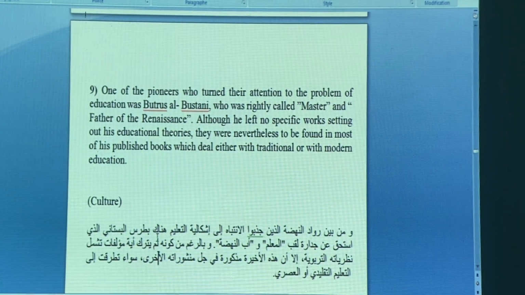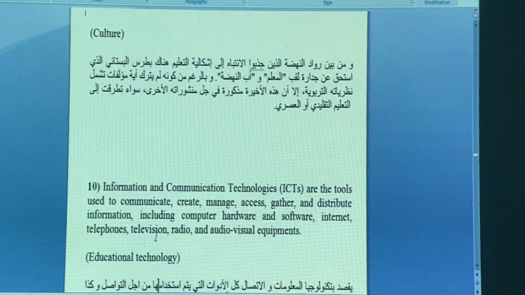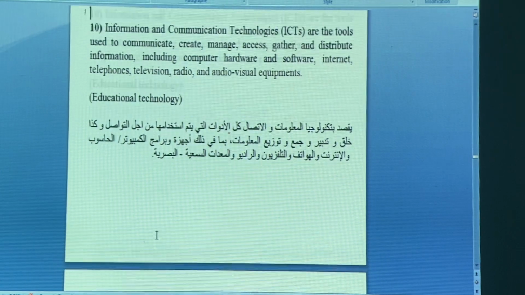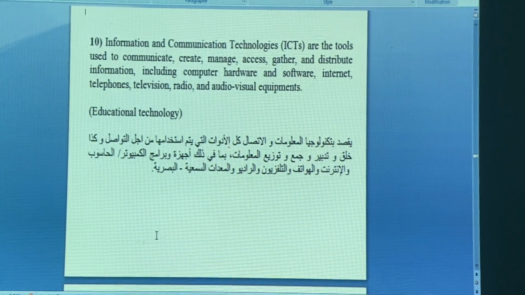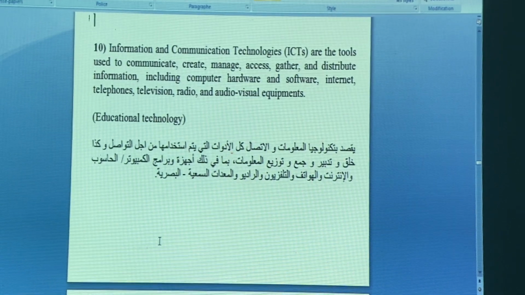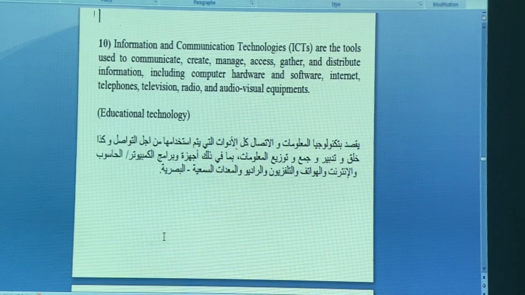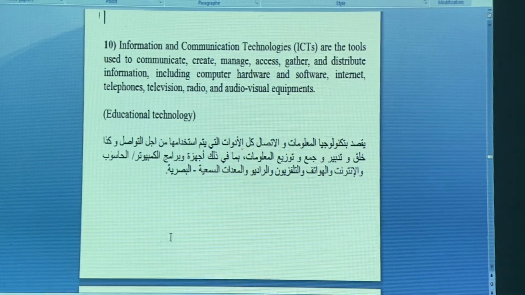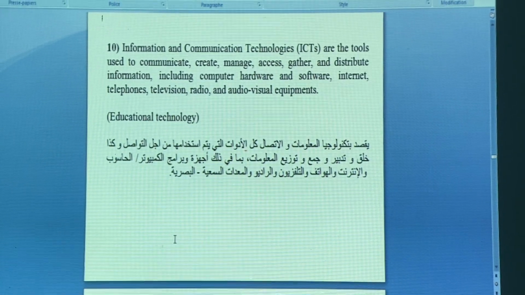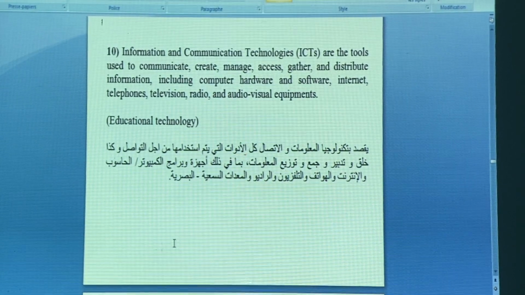Okay, the other sentence. Information and communication technologies, ICTs, are the tools used to communicate, create, manage, access, gather, and distribute information, including computer hardware and software, internet, telephones, television, radio, and audiovisual equipment.